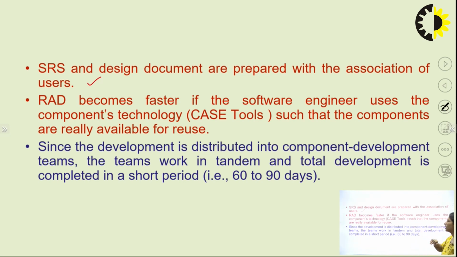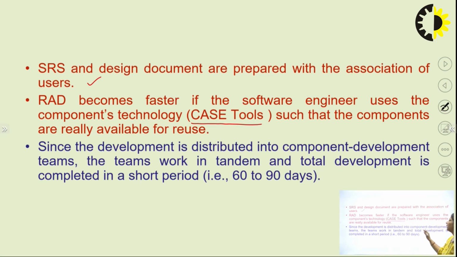RAD becomes faster if the software engineer uses component technology. This is a very important technology used currently, the CASE tools, that is, Computer Aided Software Engineering tools. By using these technologies, software engineers may work faster, and it also helps in reusing components. Suppose we have created some components, I can reuse that component in another system or another project as well.